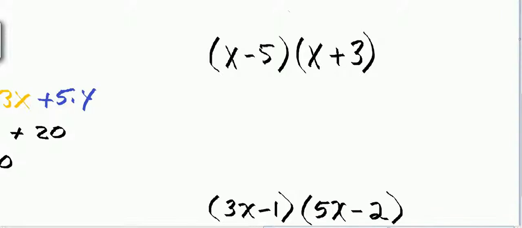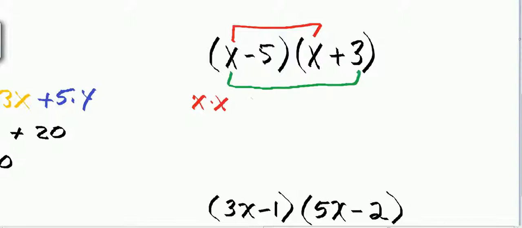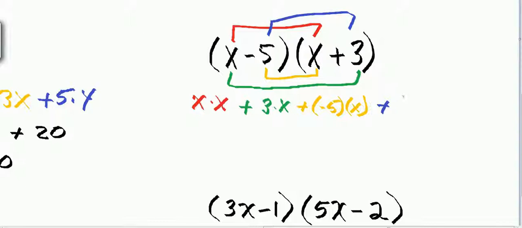Let's do one more. I'm going to use my FOIL. So my first terms are x times x. My outside terms are 3 times x. My inside terms are negative 5 times x. Don't forget that negative sign, to carry that with you. And my last is negative 5 times 3.